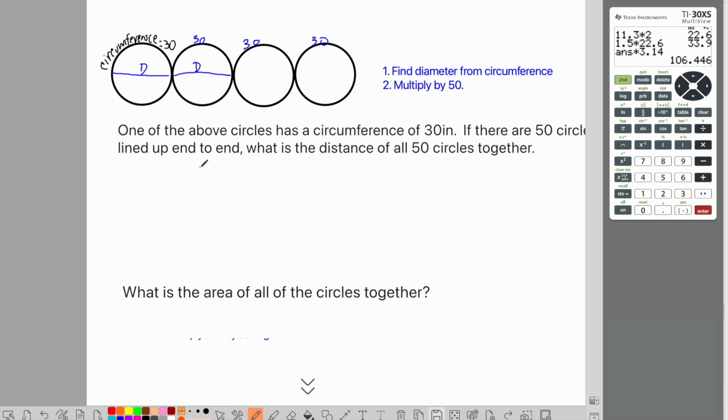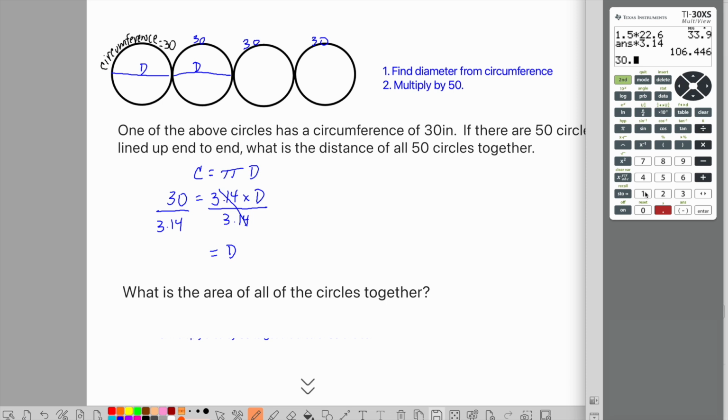So circumference is equal to pi times diameter. We know the circumference is 30. So that's equal to 3.14 times the diameter, which is what we need to solve for. So we have to undo this multiplication. So we're going to divide by 3.14 on both sides. These cancel out. The diameter is equal to 30.0 divided by 3.14.